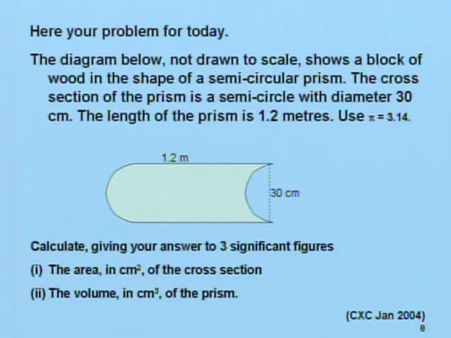1. The area in centimeter square of the cross section, and 2. the volume in centimeter cube of the prism. This question is taken from CXC January 2004.